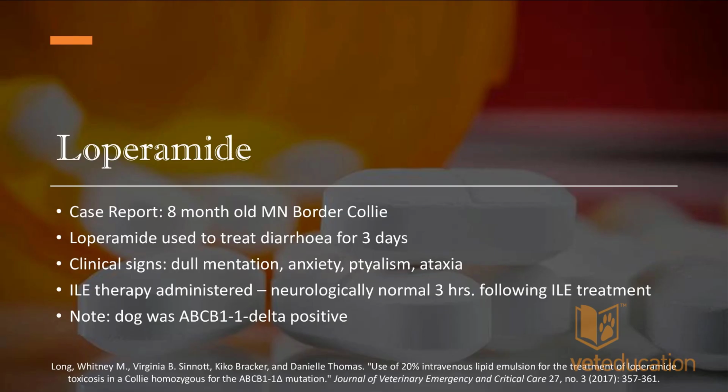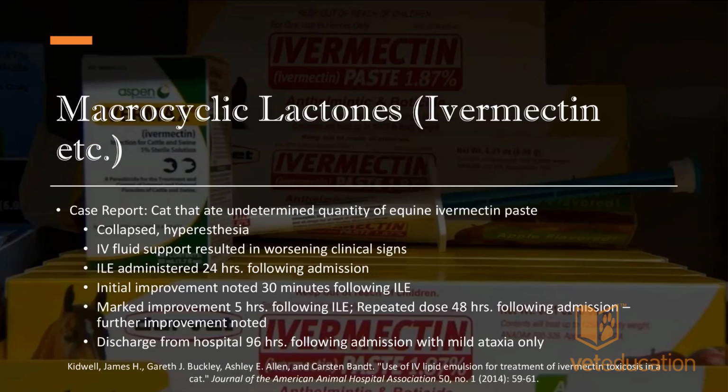He had intravenous lipid therapy administered. This is an opioid derivative, loperamide, and he was neurologically normal within 3 hours following the intravenous lipid emulsion therapy. Note, this guy was ABCB1 delta positive. Okay, so he had the genetic deficiency of drug metabolism. This is possibly why he accumulated loperamide in circulation and developed these signs of opioid toxicity. So intravenous lipid emulsion therapy seems reasonably helpful in these cases.